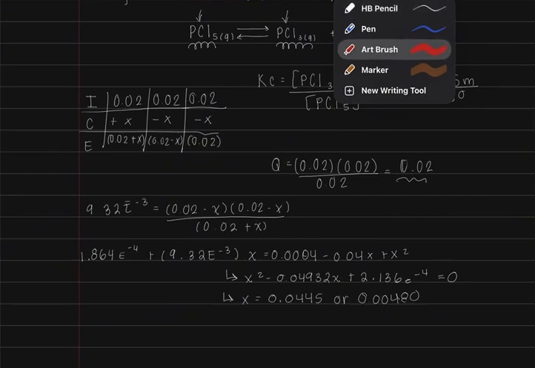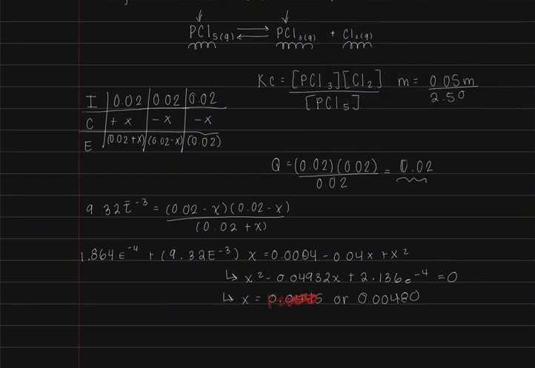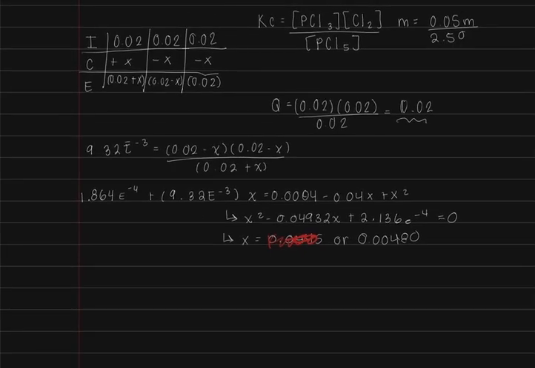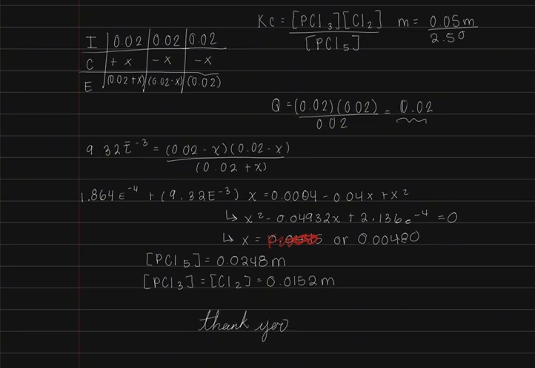Now let's plug it in. Once plugging in both, 0.0445 is a lot more difficult and doesn't really work. So we're going to plug in 0.0048 into the x, by the way. And so, coming up, we get PCl5 is equal to 0.0248. And since the PCl3 is equal to the Cl2, it's going to come up as 0.015 M. Thank you so much for listening.